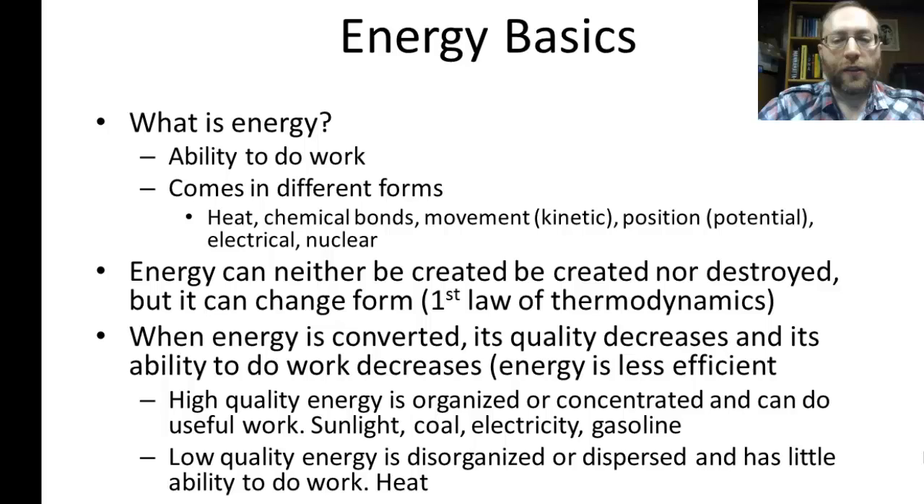Now, whenever energy is converted, the quality of that energy decreases. That means that its ability to do work decreases, that energy is less efficient. High quality energy is energy that is organized or concentrated and can do useful work. Examples of that would be sunlight, coal, electricity, or gasoline. Low quality energy is energy that is disorganized or dispersed and has little ability to do work. Heat is a good example of that.